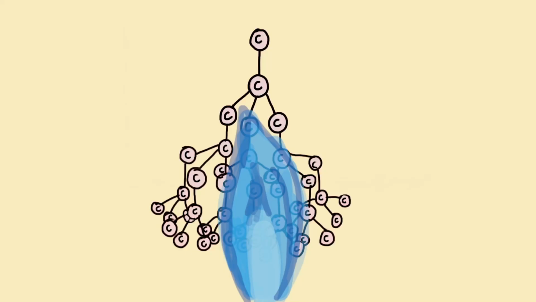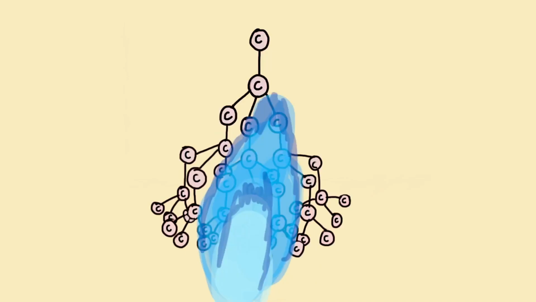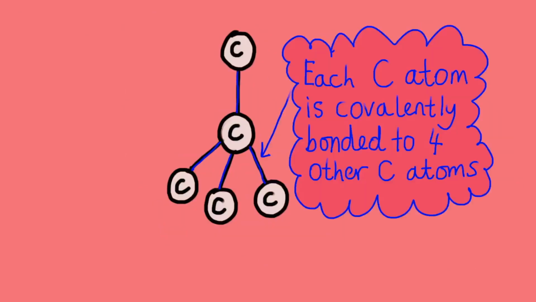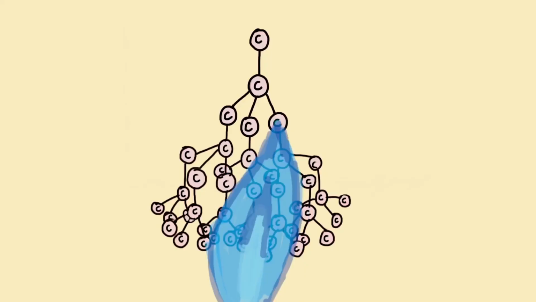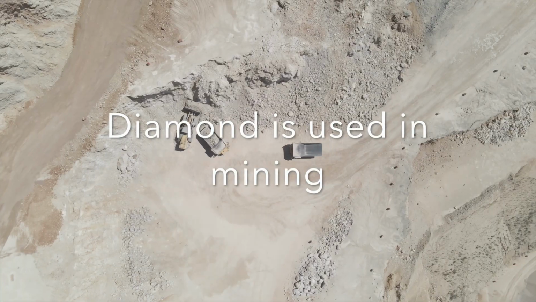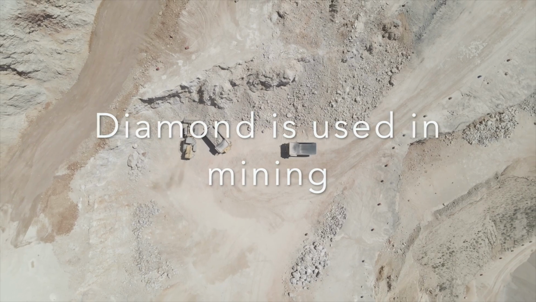Diamond's hardness and high melting and boiling point is due to its giant lattice structure and the fact that each carbon atom is covalently bonded to 4 other carbon atoms. So a lot of energy is needed to overcome these forces of attraction. Because of its hardness, diamond is used in mining.